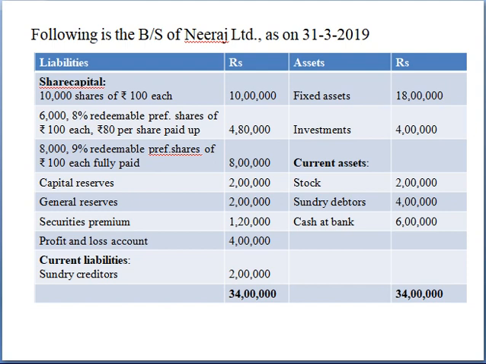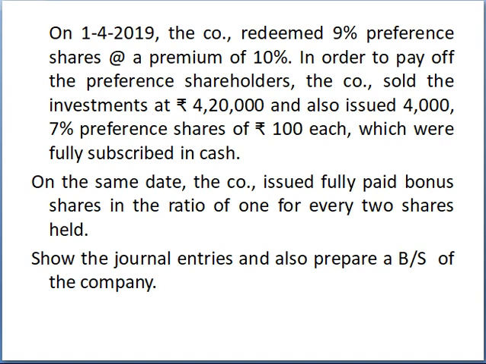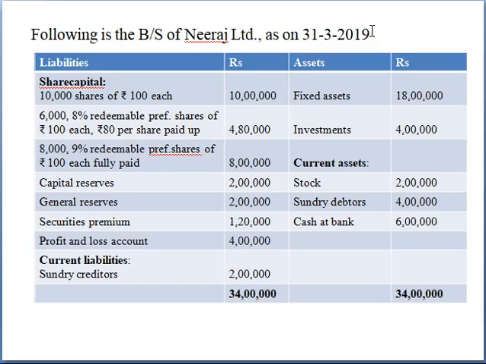Now check the adjustment. On 1st April 2019, the company redeemed 9% preference shares at a premium of 10%. Now already we have two preference shares given in the problem. We'll see which shares are redeemed. Check here, which is 9% preference shares. So 9% preference shares of rupees 100 each fully paid, which means that the fully paid preference shares are redeemed.